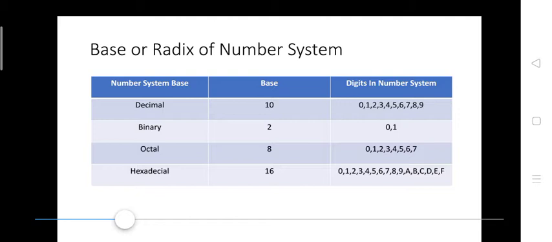Okay, so base is nothing but the number of digits present in a number system. Decimal number system has base 10. Binary number system has base 2. Octal number system has base 8. Hexadecimal number system has base 16.